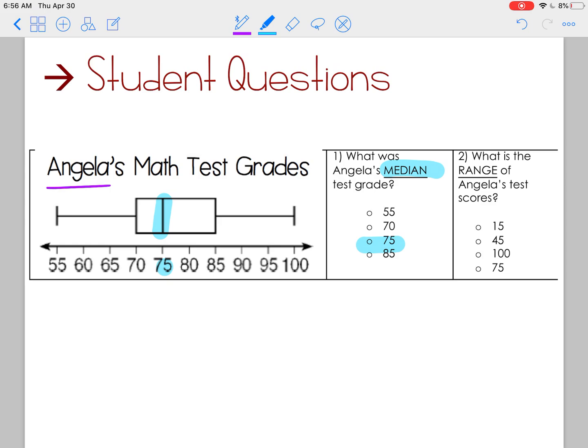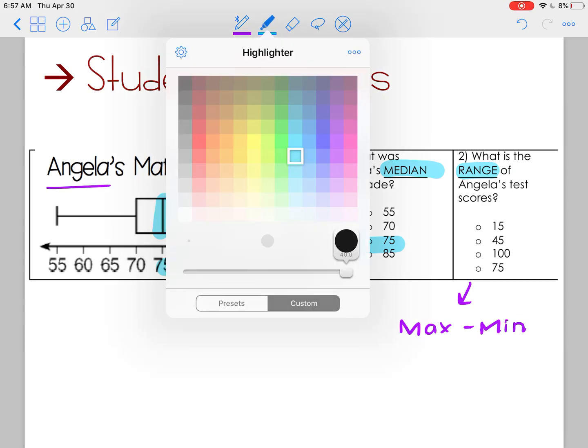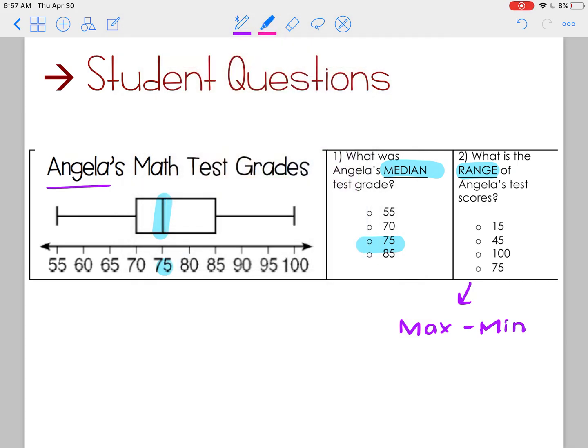Our next question says, what is the range of Angela's scores? We need to know two things to calculate her range: the maximum minus the minimum. Looking at our box plot, we know that upper extreme and lower extreme mean maximum and minimum. The maximum here is this furthest line at 100, and the minimum is our furthest line to the left, and that's at a 55. So to calculate our range, we take our maximum, which is 100, minus our minimum, which is 55, and we get that the range of her scores is 45.